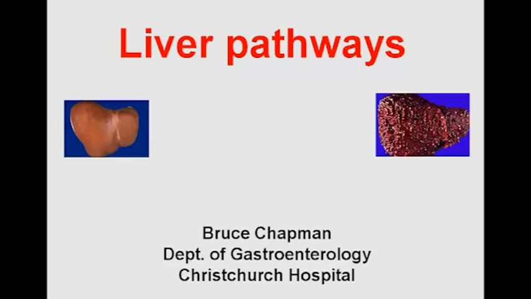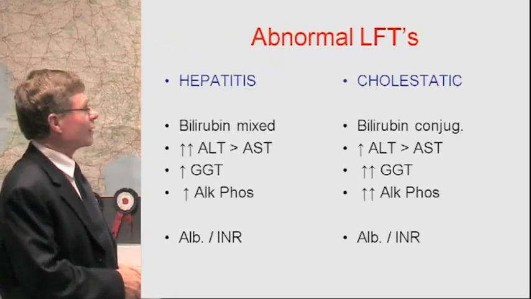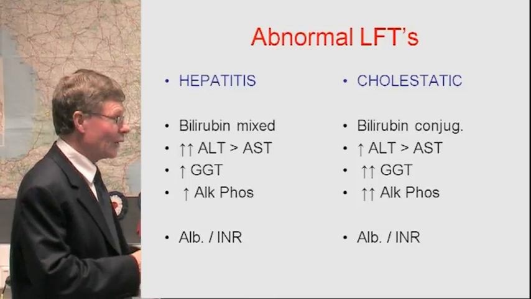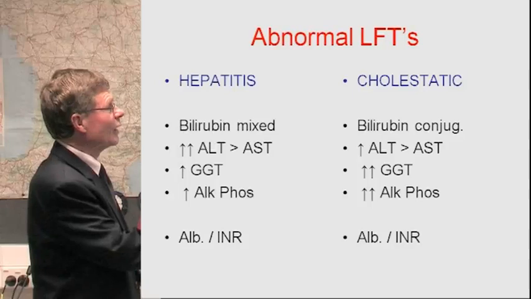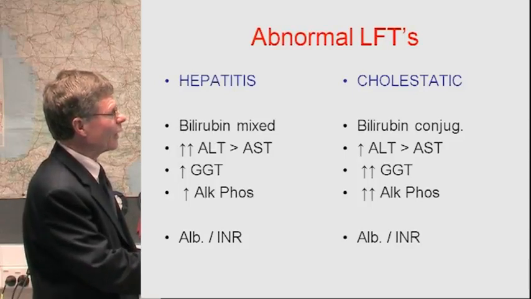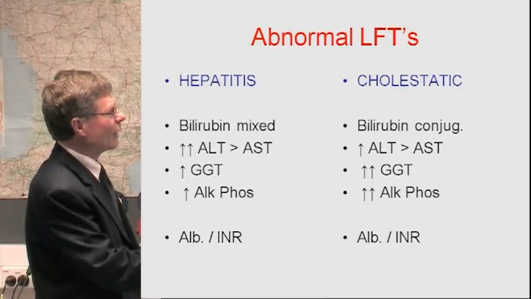So tonight we're going to have a look at the liver pathway. It's a fairly daunting process for 10 minutes. When I get liver function tests back, I try and look at them, decide is it cholestatic or is it hepatitis, a hepatitic-like picture. If it's cholestatic, it's going to be dominated by ALP, gamma GT, and the bilirubin, if it's up, would be conjugated.